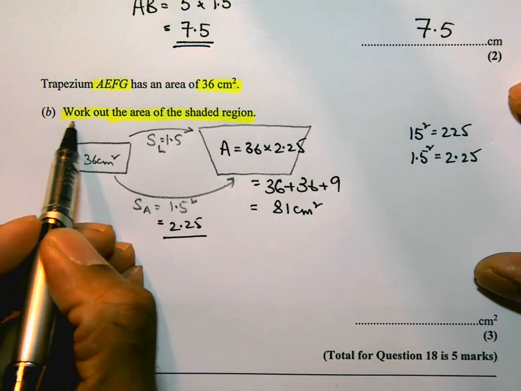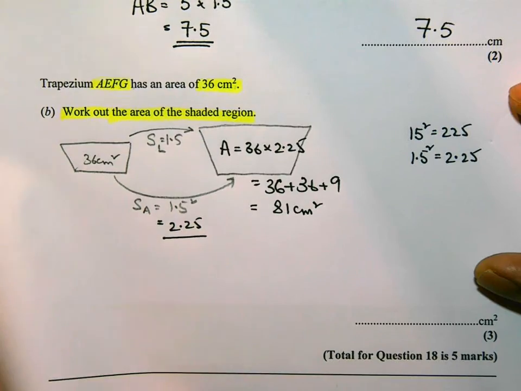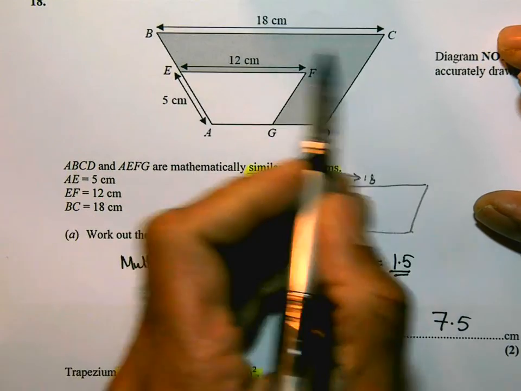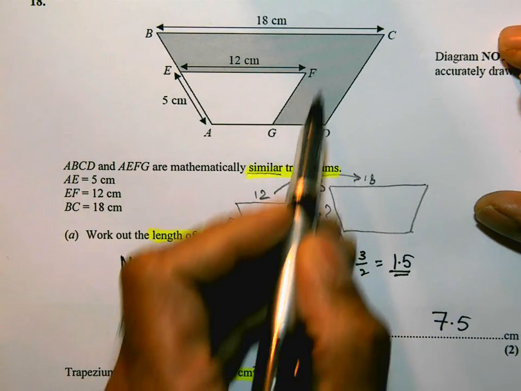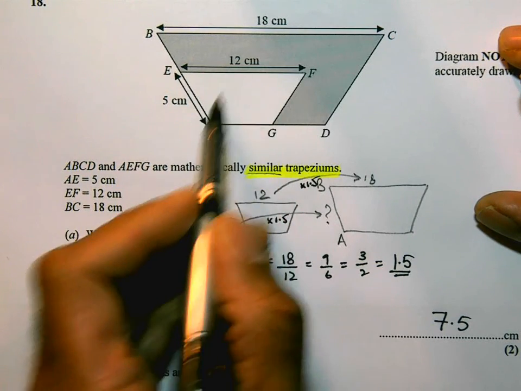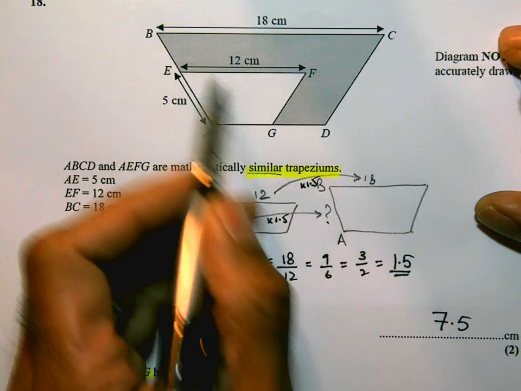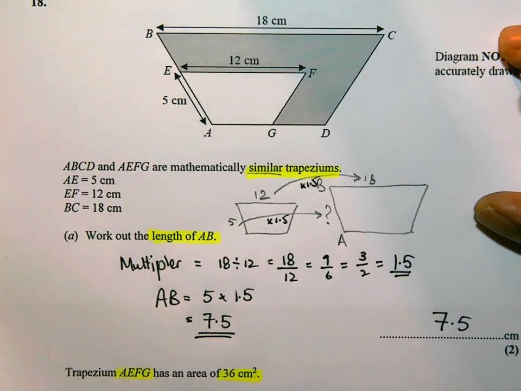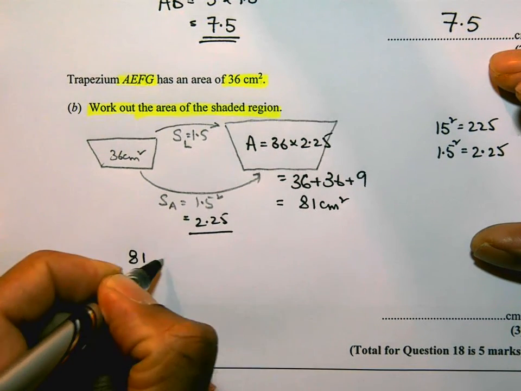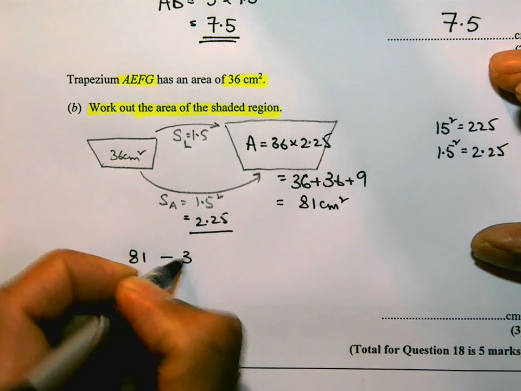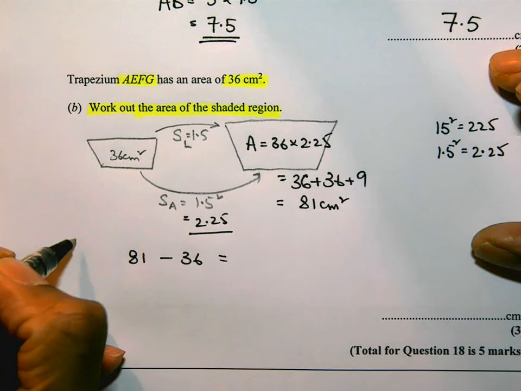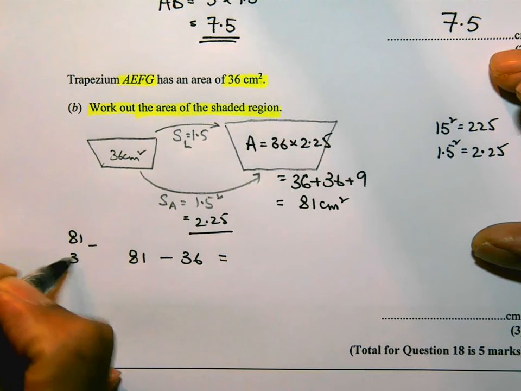Going back to the question itself, it says work out the area of the shaded region. So if we go back up to the diagram at the top, the shaded region is just this bit here, right? So I need to take away the area of the small trapezium from the area of the large trapezium to work out this shaded region. And so I'm going to do that maths over here. I'm going to say 81, which is the area of the large one, take away 36. That's going to give me the area of the shaded region.